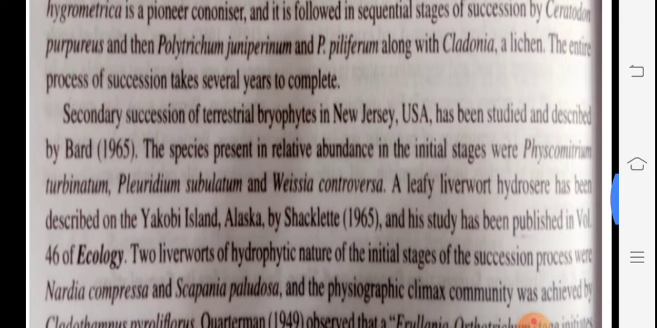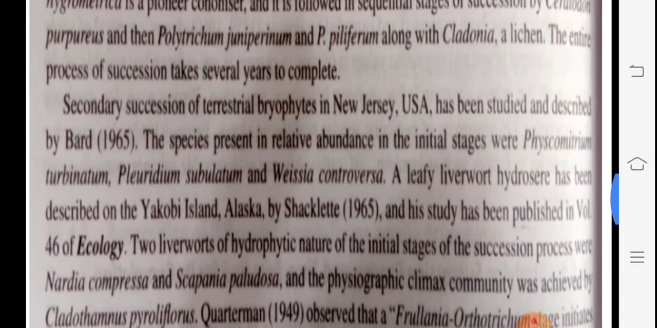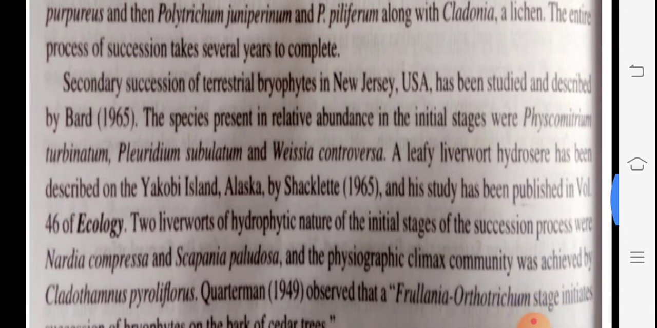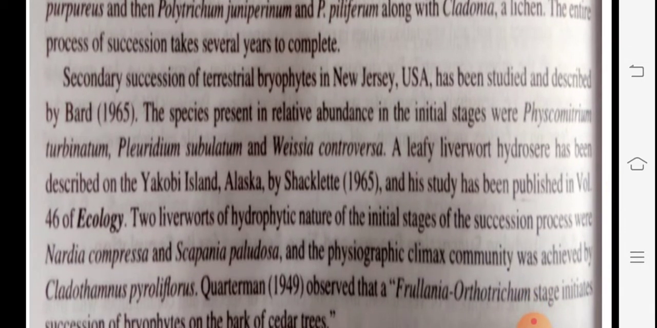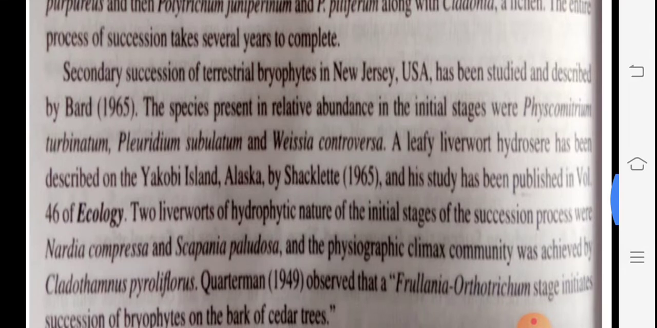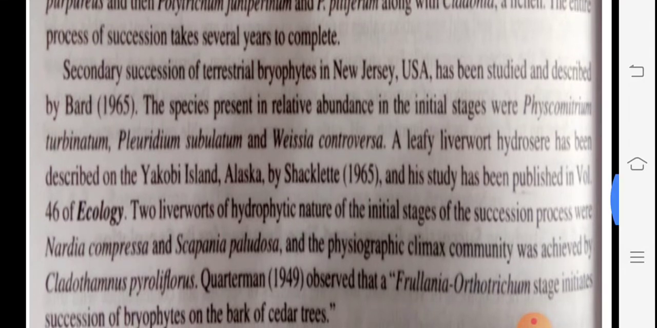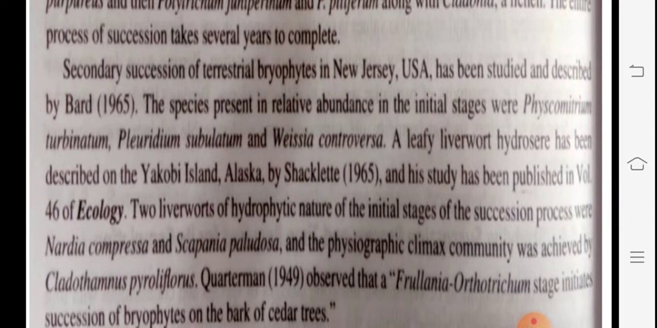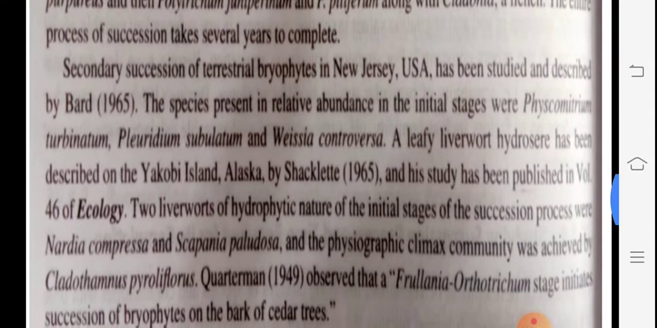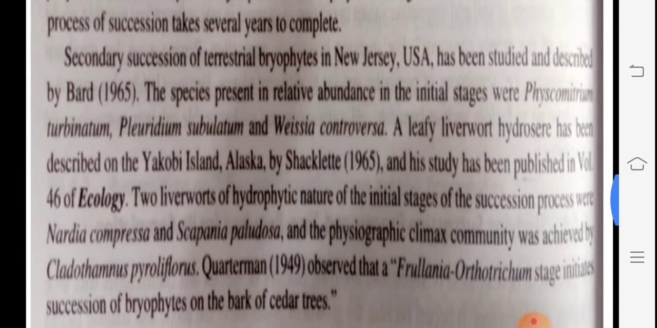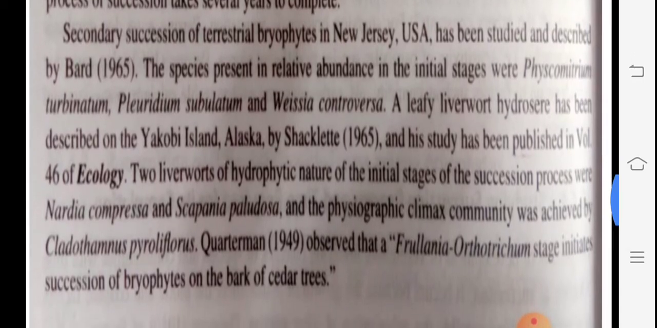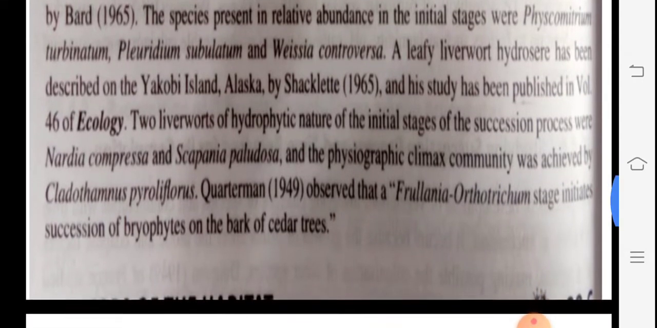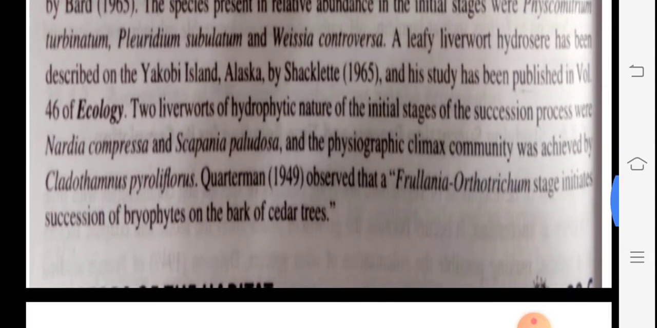One secondary succession was observed by Bard in 1965 in the USA, and they described the species present in relative abundance in the initial stage, like Physcomitrium, then Pleuridium, Weissia, these are the mosses. Some leafy liverworts are also reported in certain areas, like Nardia or Scapania.